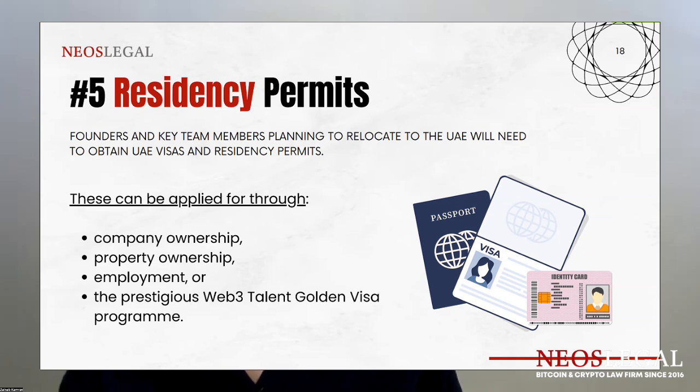There are different ways to get a residency permit. You can incorporate a company, or you can buy a property. If you already have a job here, working for another company, then you also get a residency permit. And the most famous one, the one that's gotten a lot of interest lately, is the Web3 Talent Golden Visa program. This is a 10-year Golden Visa residency for talented individuals in the Web3 industry.